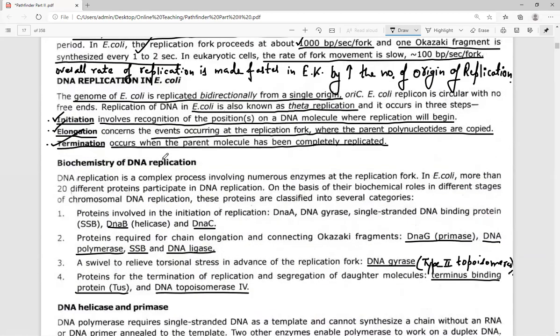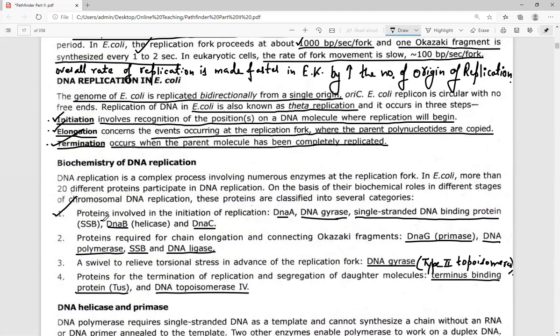Now, in the case of the biochemistry of DNA replication, we must understand the different enzymes involved. Firstly, we have classified the enzymes on the basis of the phases. Enzymes or proteins involved in initiation: DnaA, DNA gyrase, helicase, and topoisomerase II. It is topoisomerase II which helps in removing the supercoiling. Single stranded DNA binding protein causes the separated single strands to remain in single stranded form.